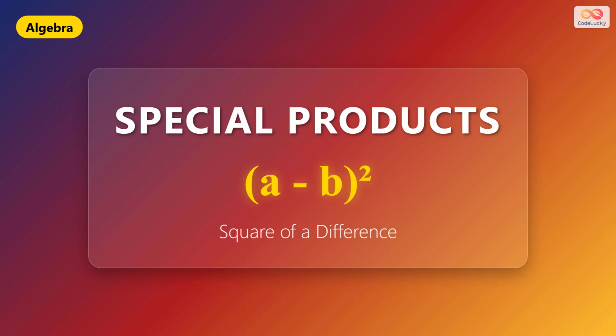Welcome to this algebra lesson on special products. Today, we are going to focus on the square of a difference, specifically the expression (a − b)². This is a fundamental formula that will help you solve many algebraic equations faster and with fewer mistakes.